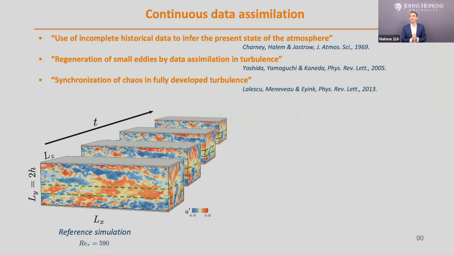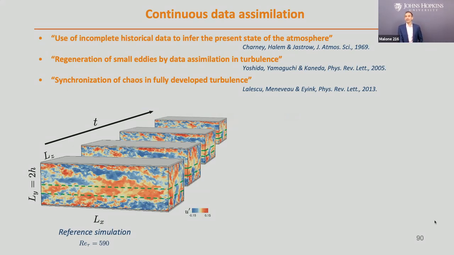The idea of continuous data assimilation dates back to the 60s, where people wanted to take large-scale weather patterns and impose them onto smaller calculations and try to enslave the smaller calculations. Yoshida called it regeneration of small eddies, and Lulescu, Manifold 9, called it synchronization of chaos.